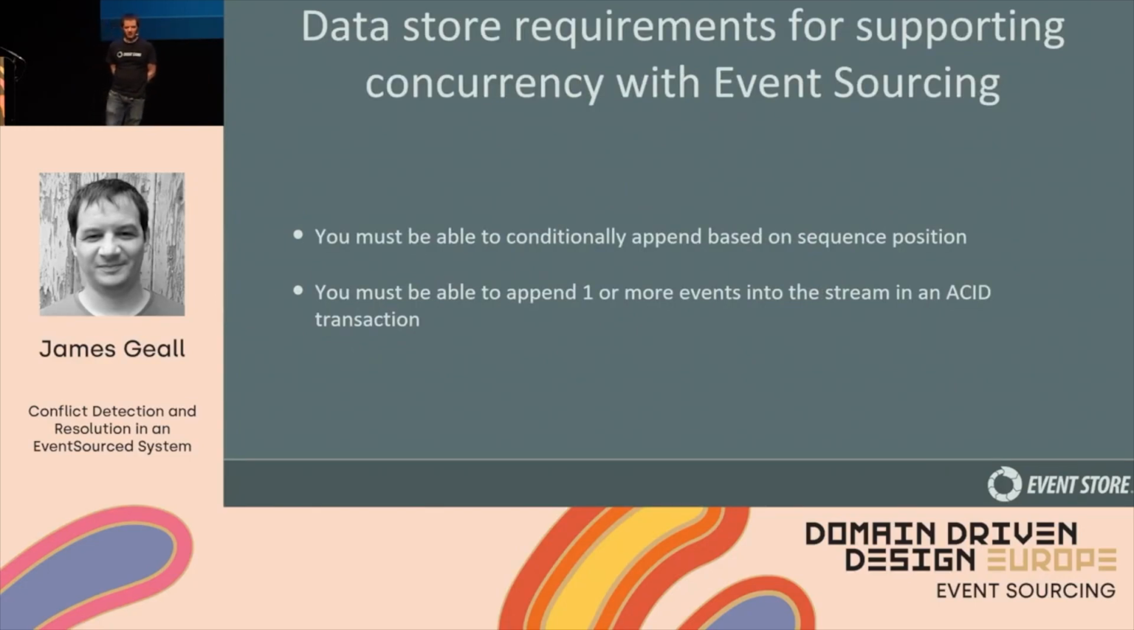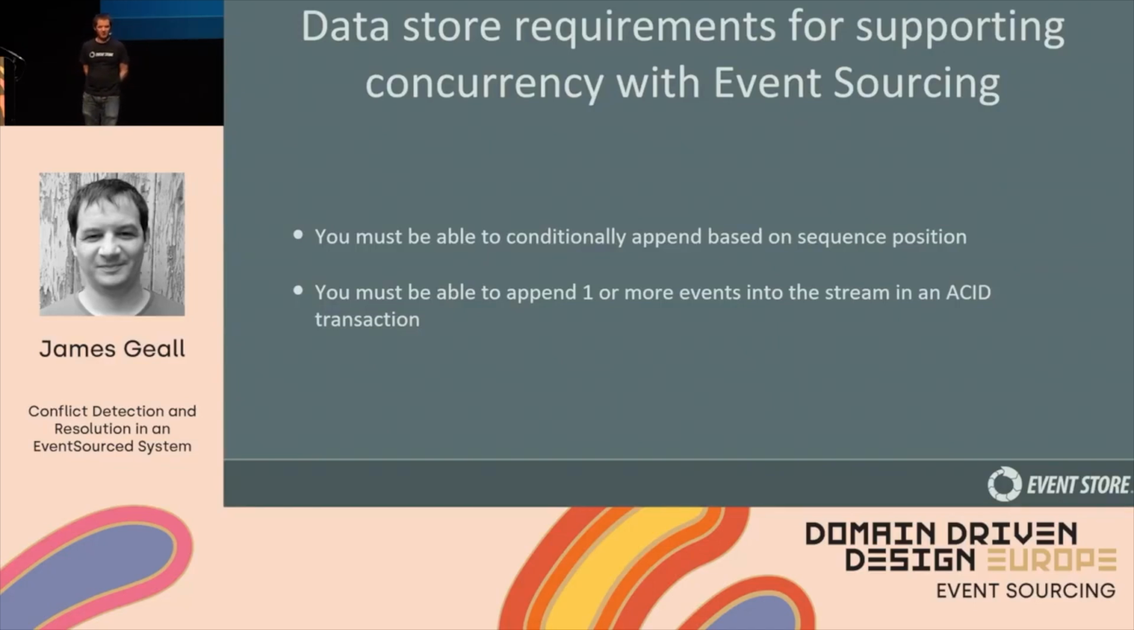There are some requirements for data stores that support event sourcing. You must be able to conditionally append to the stream based on sequence position. If you can't do that, you're not doing event sourcing, because you're not storing changes to application state, you're publishing a sequence of events. That's very different.